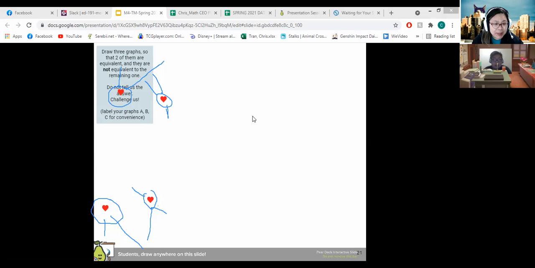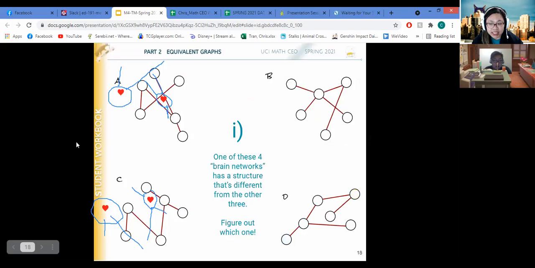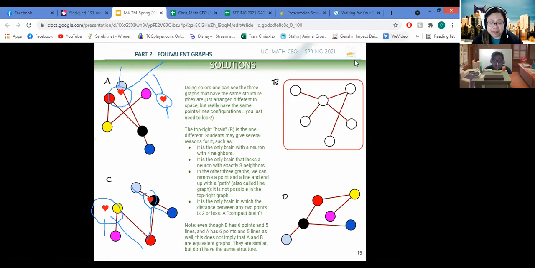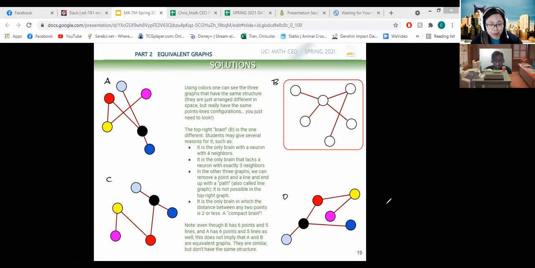From just a quick clip that you saw, the answer was B. There it is. There we go, the answer is B. And this is so because, as Chris explained earlier, A and C are both equivalent because each of them have the same points, lines, and neighbors.